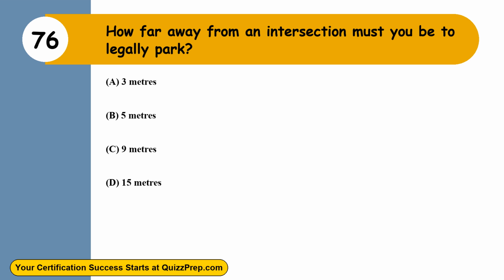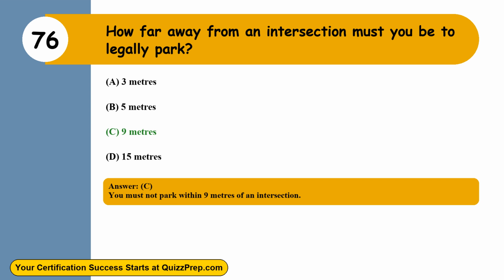Question 76. How far away from an intersection must you be to legally park? Option A, 3 meters. Option B, 5 meters. Option C, 9 meters. Option D, 15 meters. The correct answer is option C, 9 meters. You must not park within 9 meters of an intersection.